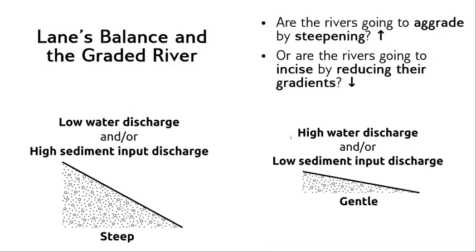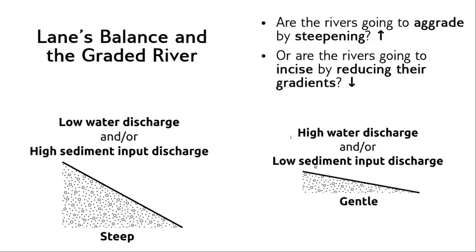Here are some pictures which I think might make this make a little bit more sense than that balance diagram, although I show that to you because it's a pretty classic figure in geomorphology and a good one to be familiar with. So if, for example, we have low water discharge or high sediment input discharge, we're going to create steep rivers, because the river has to have a steep slope in order to have sufficient shear stress against the bed to move the sediment.